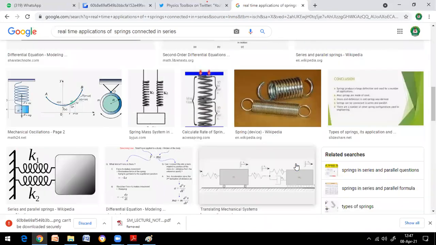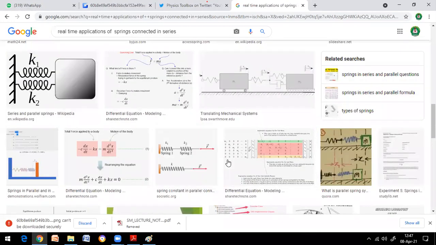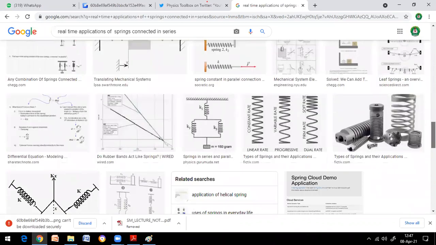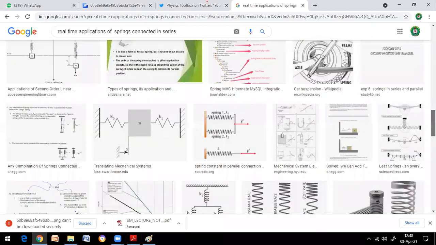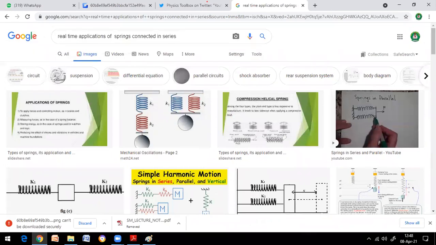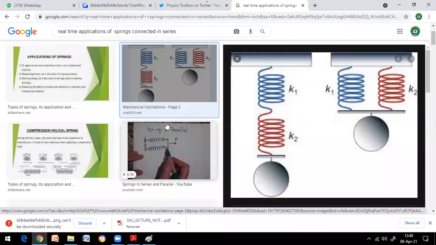Real-time applications. See, there are a lot of pictures, but majorly they use springs like exclusively this, what we call open coiled helical spring, because the springs we are discussing right now are all open coiled helical springs. Why? Because you can find deflection majorly in open coiled helical springs rather than closed coiled helical springs. You can't see much deflection in a closed coil helical spring, because there won't be any fixed distance between two coils.